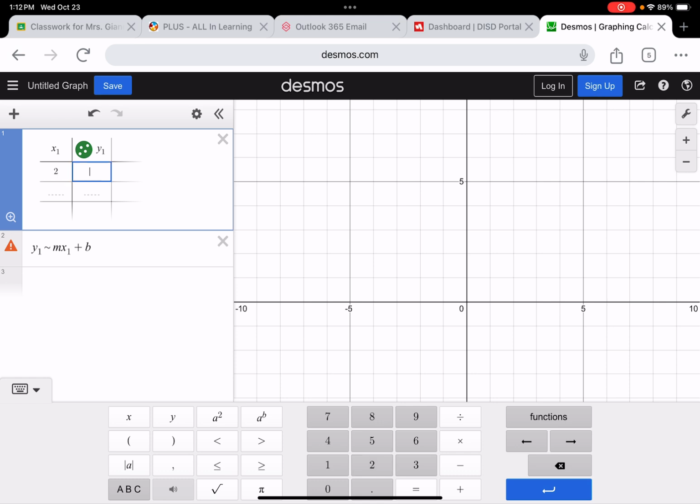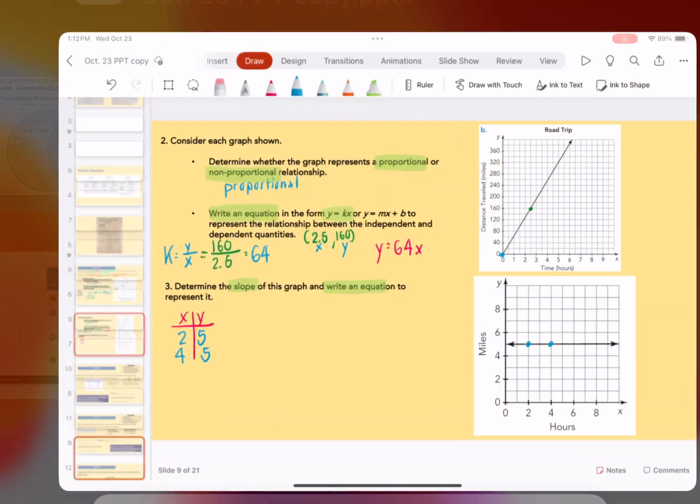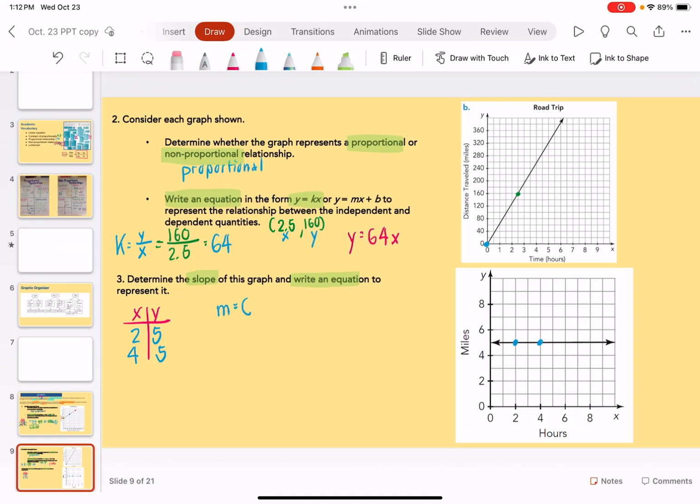So we have 2, 5, 4, 5. And you can see that our slope is 0 here. So that means that m is 0 right here. And then, since this is a non-proportional relationship, it has a y-intercept of 5, we're using the form y is equal to mx plus b to go ahead and solve it. So we know that our slope is 0, so our equation is y is equal to 0x plus 5.